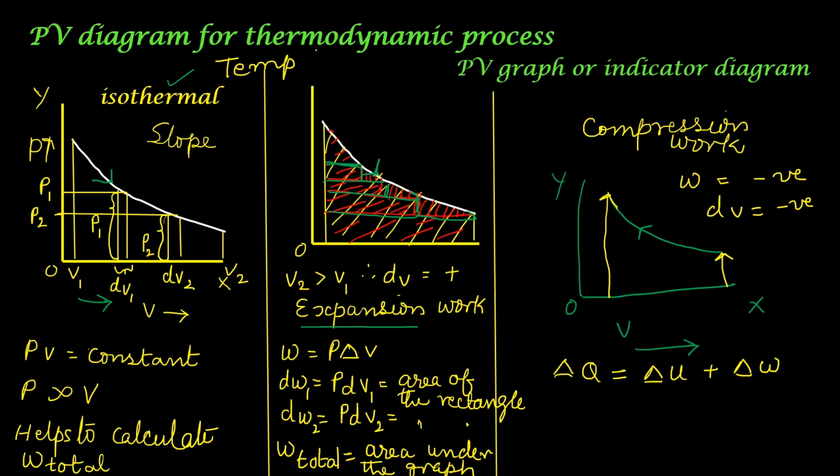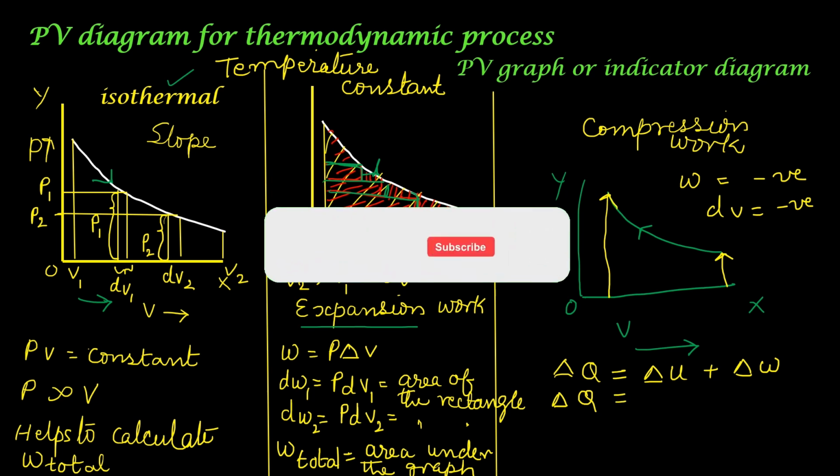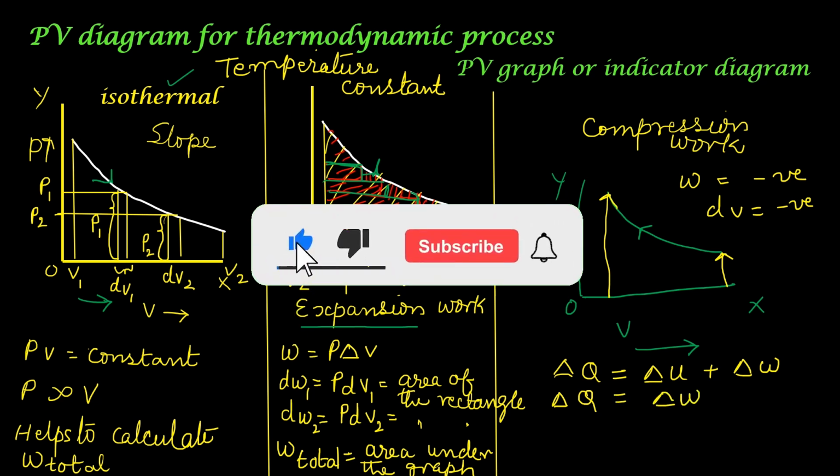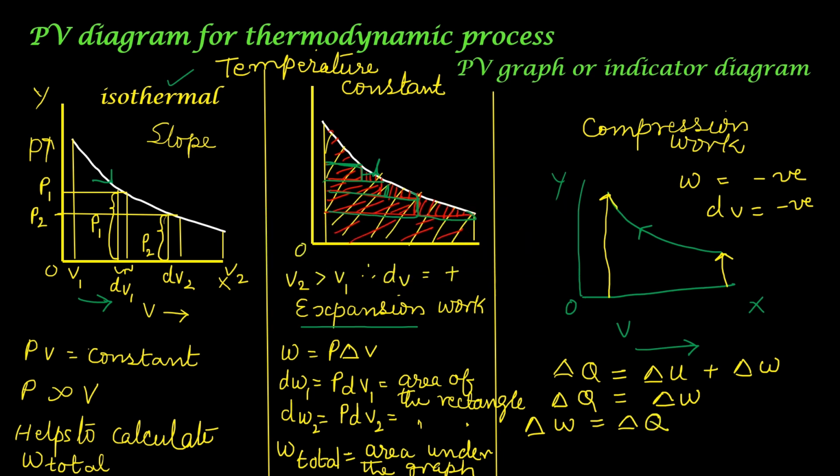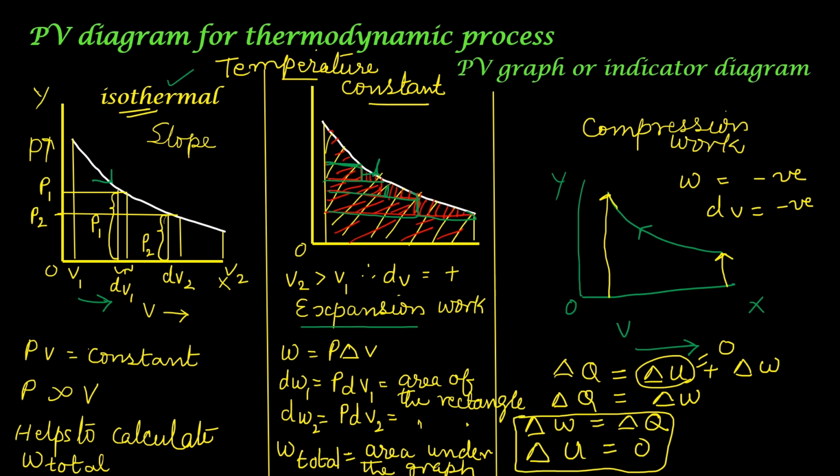Applying the thermodynamic equation, delta Q is equal to delta U plus delta W. For isothermal process, temperature is constant. Therefore, there is no change in delta U. That is, delta U is 0. Therefore, delta Q is equal to delta W. That is, for isothermal process, work done is equal to delta Q. So, you have to remember these relations. We will discuss PV diagram for other types of thermodynamic processes in the next video. Otherwise, this video will be very long.